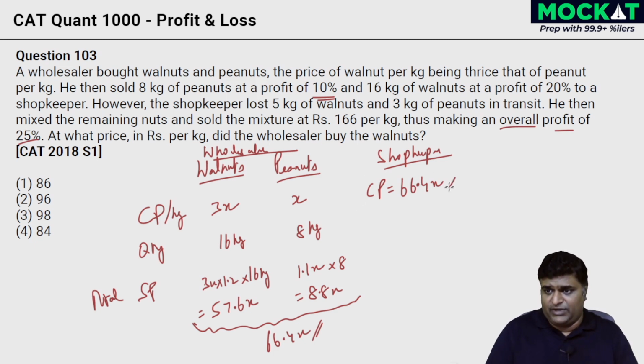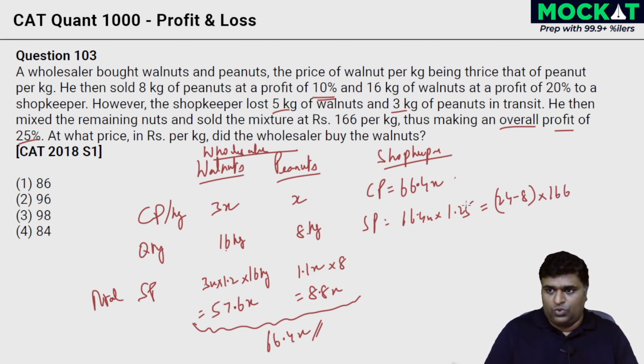So 66.4x into 1.25. So the selling price over here for the shopkeeper is 66.4x into 1.25, and that is also equal to what we've been given, an absolute value. He then mixed the remaining nuts. Remaining nuts is 16 plus 8, 24. From that 24, you remove 5 plus 3, 8. 24 minus 8, that's the remaining nuts, which after losing these was sold at 166 per kg.